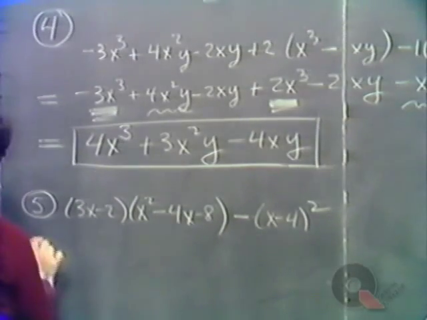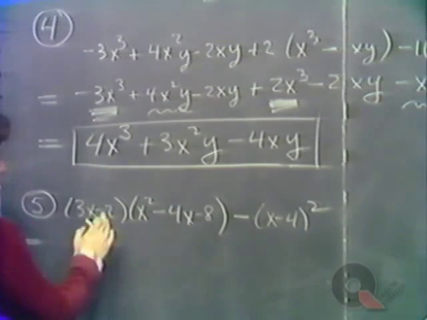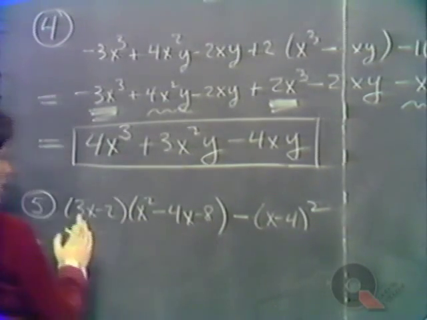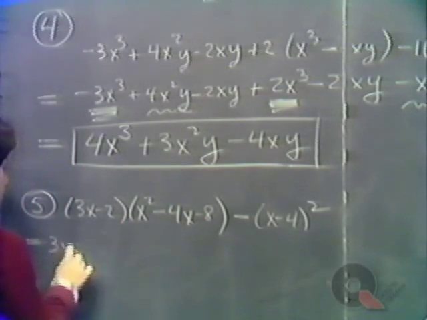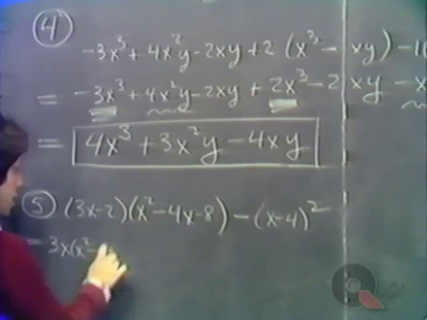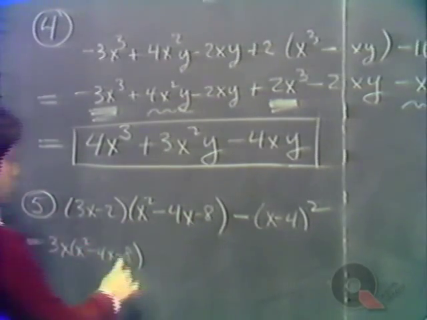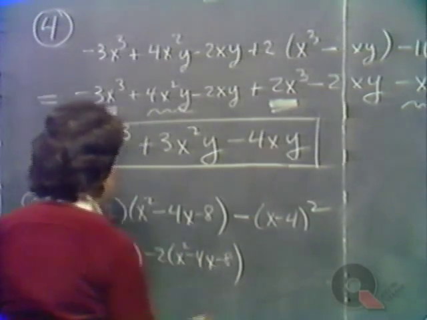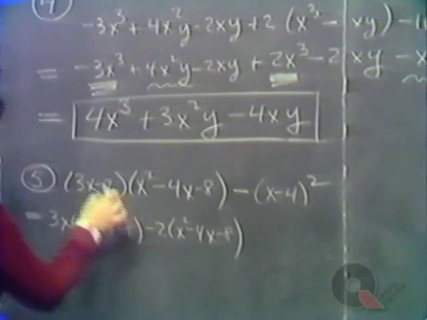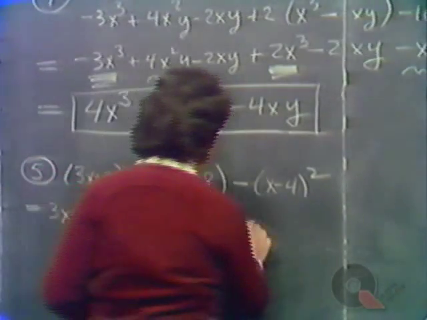All right. What we're going to do here is use the distributive law. Think of this as sort of like a plus b times c. We'll make it a times c plus b times c. We're going to make it 3x times x squared minus 4x minus 8. Think of that as a single quantity here. And then minus 2 times x squared minus 4x minus 8. The 3x times this minus 2 times this. Take away.